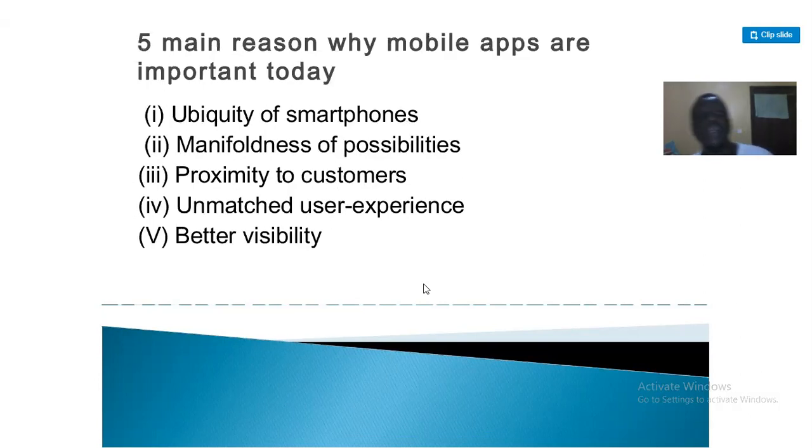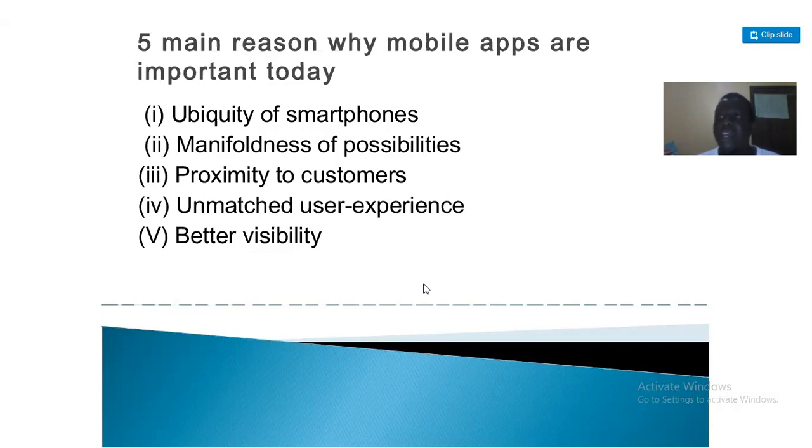Now, 5 main reasons why mobile apps are important today. Ubiquity of smartphones, manifoldness of possibilities, proximity to customers, unmatched user experience, and better visibility. So what is ubiquity? Ubiquity comes from the word ubiquitous, which means the ability of being found everywhere. Because smartphones, mobile phones, are found everywhere. Actually, you will go to some homestead and you'll find people have mobile phones instead of laptops, instead of TVs.